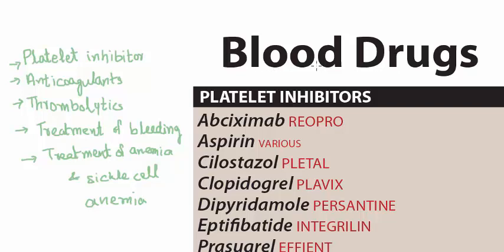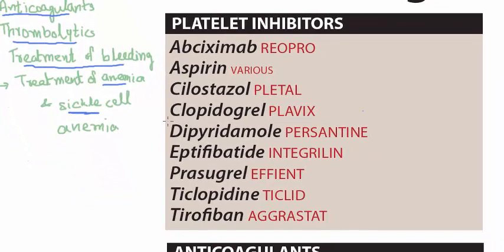Now the drugs used to treat blood disorders: platelet inhibitors, anticoagulants, thrombolytic agents, the drugs that are used to treat bleeding disorders, and the treatment of anemia and sickle cell anemia. What are the platelet inhibitors? In the platelet inhibitors we have aspirin, clopidogrel, and prasugrel.